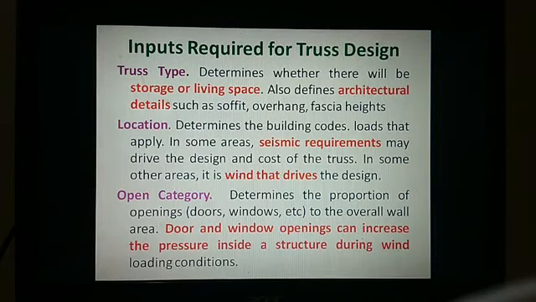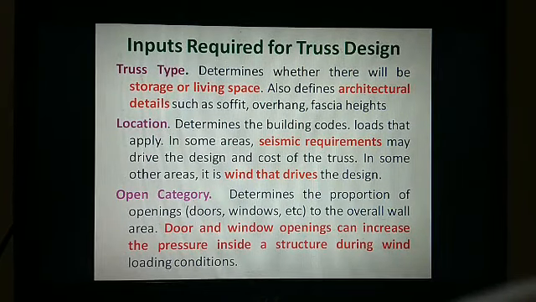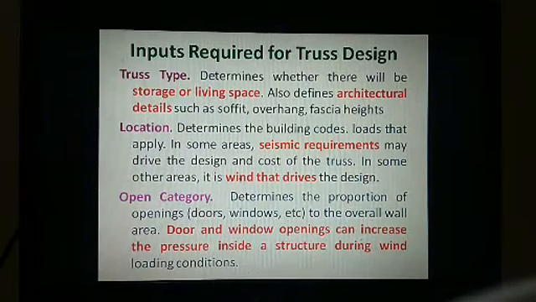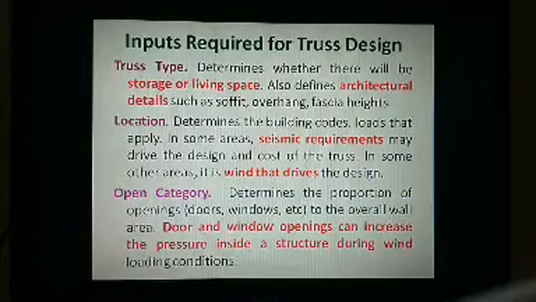And inputs required for truss design, such as how to calculate the wind load. As I told you, IS 875 Part 3 is a must to design the roof trusses. Why? Because your roof trusses are to be designed for dead load, live load, along with the wind load also. How to calculate the wind force, what are the different coefficients used for calculating the wind pressure, all that I am going to explain in another presentation right now. And tomorrow I am going to show you those in your IS 875 Part 3, right?